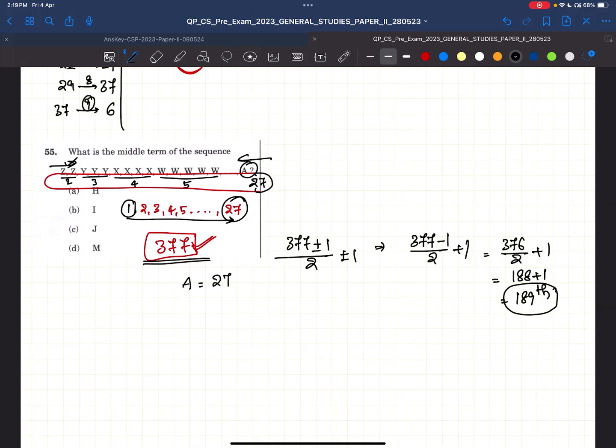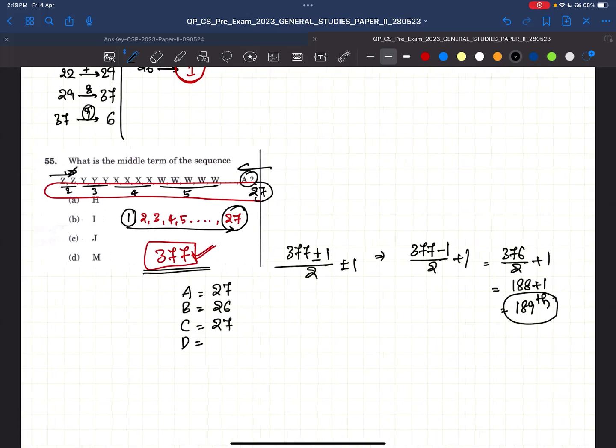A is repeated 27 times, right? So B will be repeated 26 times. C will be repeated 27 times. D will be repeated 24 times. E 23 times. F 22 times. G 21 times. Right? You see, these are all 20s now. 1, 2, 3, 4, 5, 6, 7. That means 140.